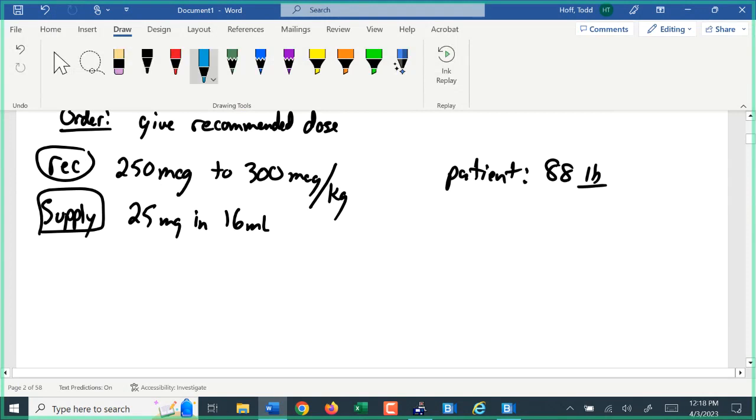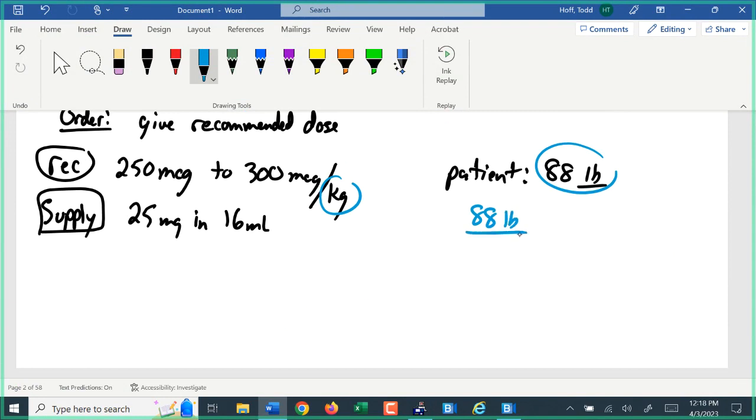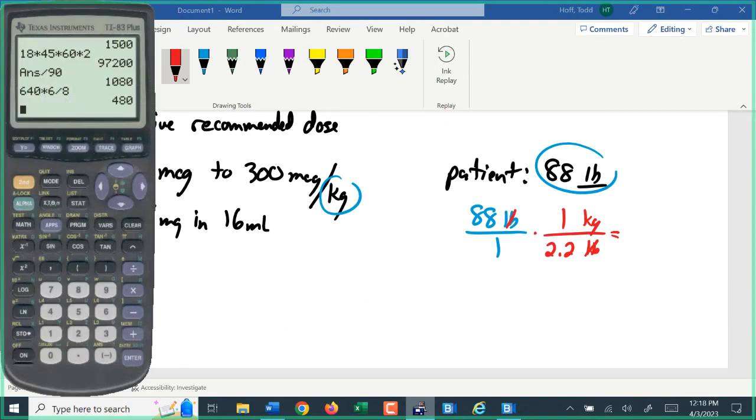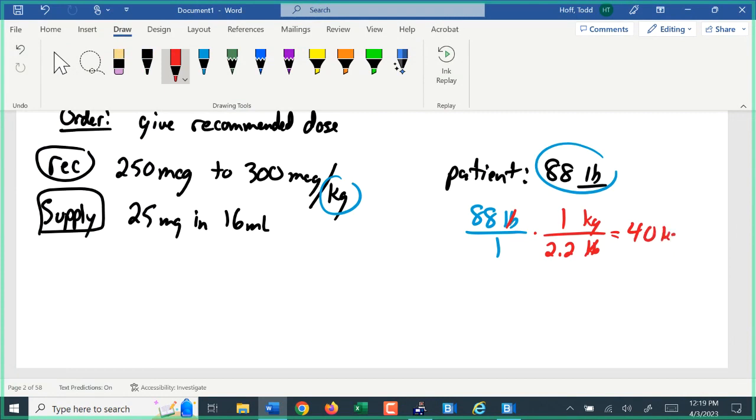So the first thing we need to do here is figure out kilograms, because this is based per kilogram. This is stretching back into unit 2. We take our 88 pounds times kilograms on top, pounds on the bottom. We know that 1 kilogram is 2.2 pounds, so the pounds will cancel out. This is just going to be 88 divided by 2.2, giving us 40 kilograms. This is a calculation we're going to do often enough that we're not going to set up this dimensional analysis every time. We just know to get from pounds to kilograms, we're going to divide by 2.2.